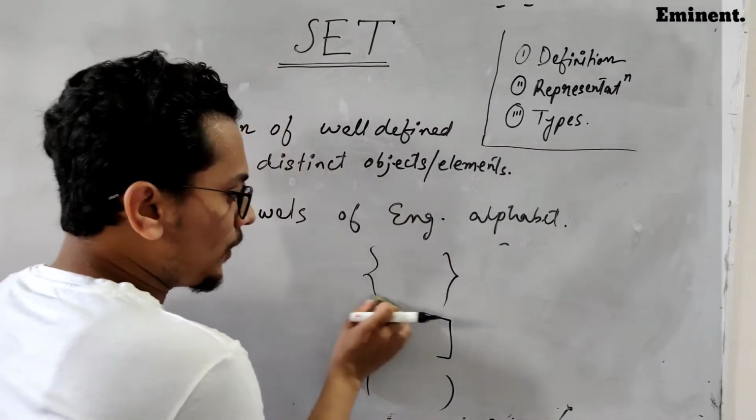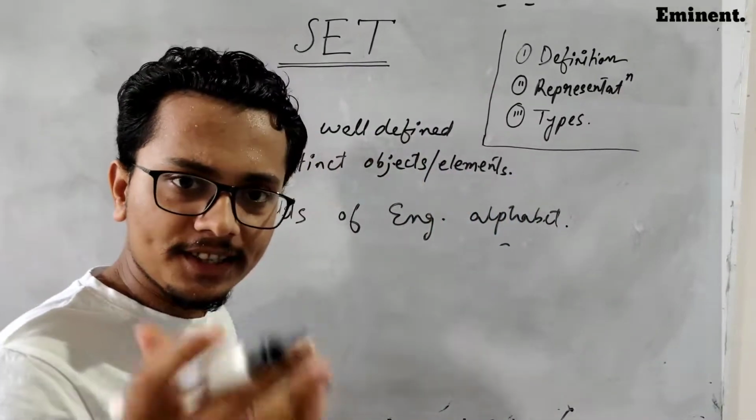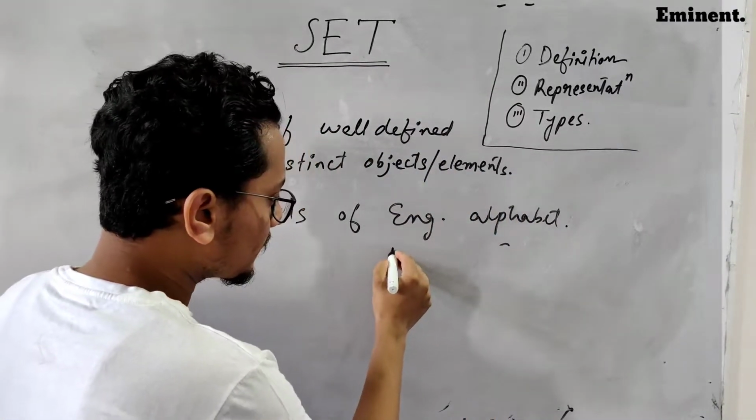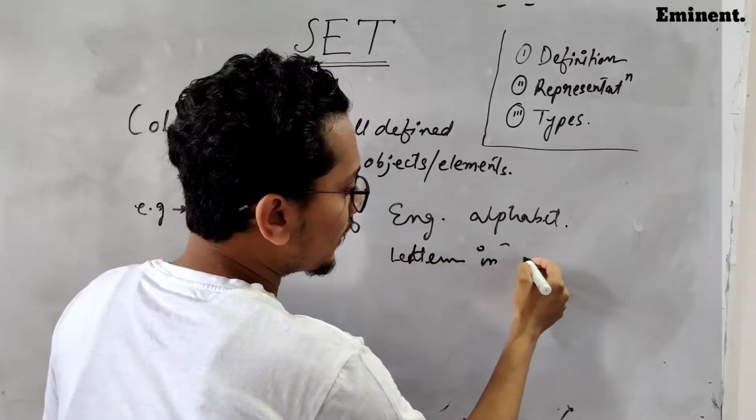Now, exactly what is the order of a set? For example, the letters in word school.